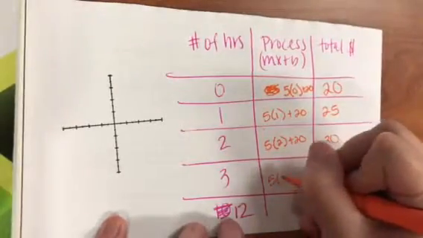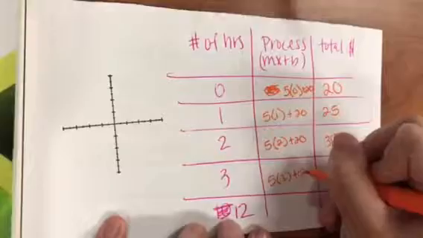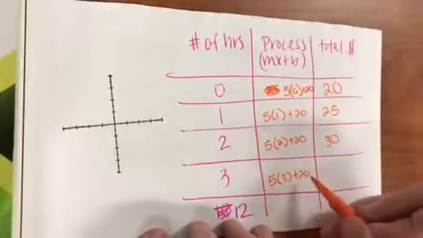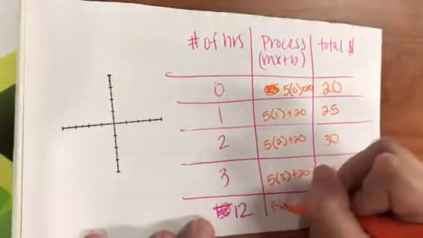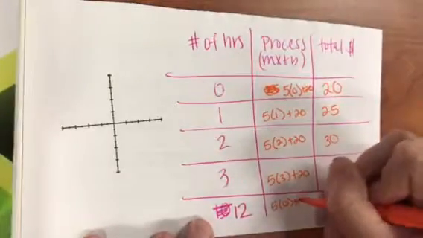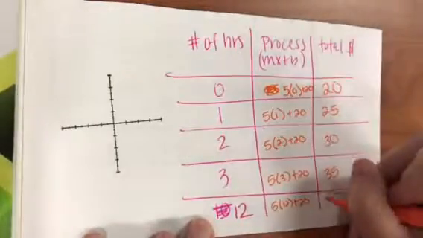I'm starting to see a pattern here. It looks like it's going by fives. Looks like it's going by 15, let's see. 35. Do we need a calculator for this one? I think you can do this in your head. 60 plus 20, that's 80.